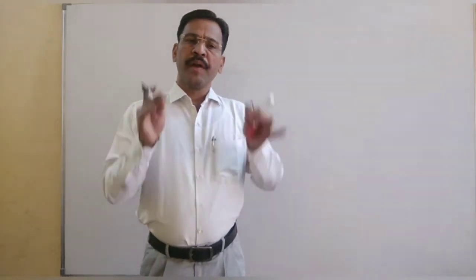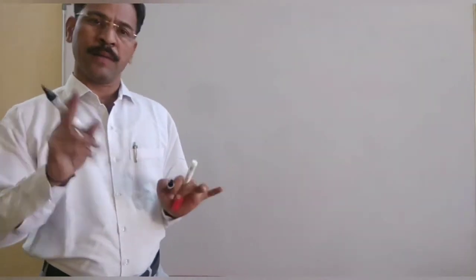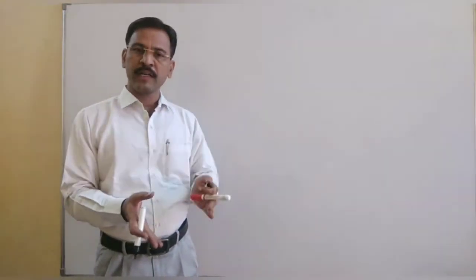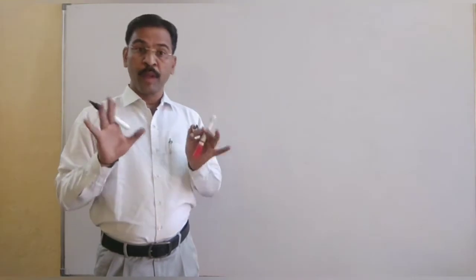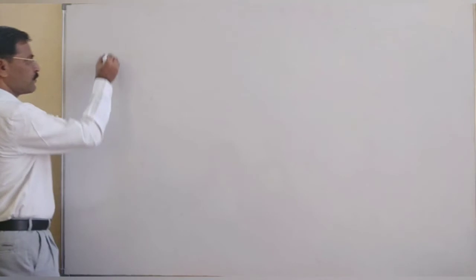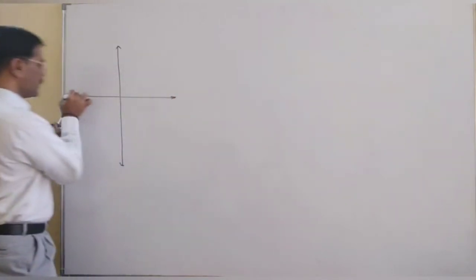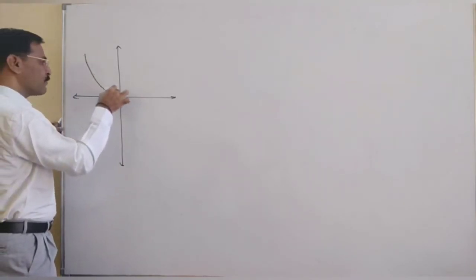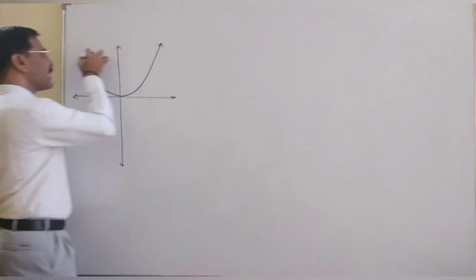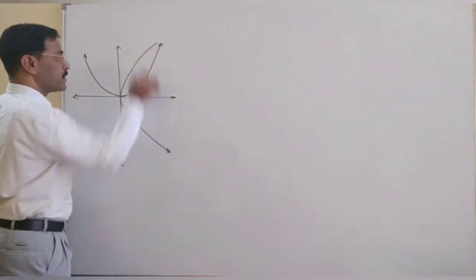Friends, the graph of a given equation is not always a straight line. If it is a linear equation, then the graph of that one is always a straight line, either vertical, horizontal, or slant. But some graphs are like this also. Look here, it is very, very important. Suppose this is the y-axis, this is the x-axis, the graph may be like this also. Okay, this is a graph.